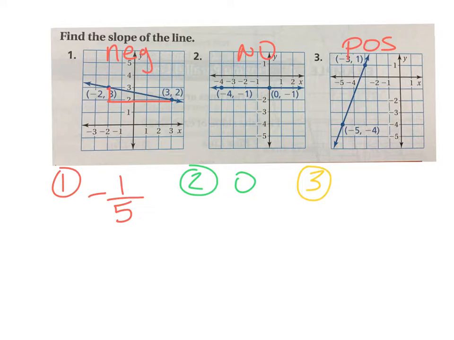All right, number 3. Start at the leftmost point, which is this one down here. My rise is going which way? Up. So how many? 1, 2, 3, 4, 5. Over 1, 2. 5 over 2. That's how you find the slope.